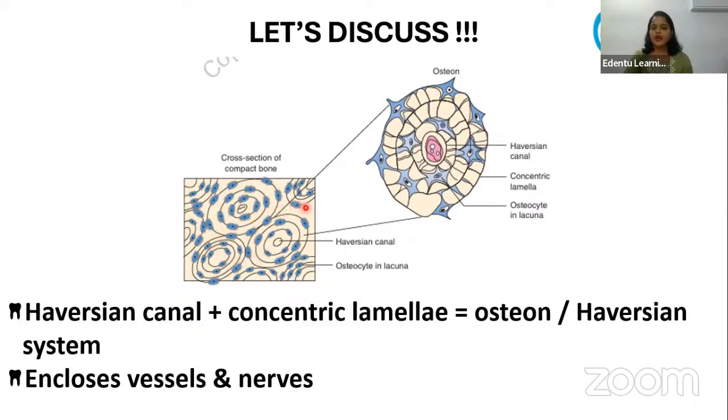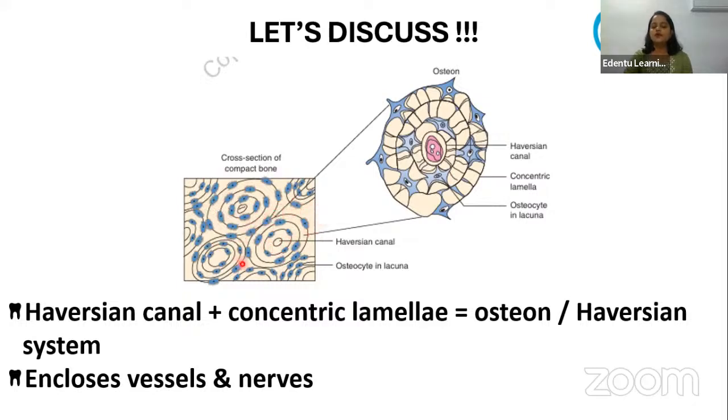Now in the options, we have also seen osteoblasts, which are the bone forming cells, and osteoclasts, which are the bone resorbing cells. Here, if you look at the normal cross section of a compact bone, you can see these concentric rings, and there will be cells in the concentric rings also, which are called osteocytes.